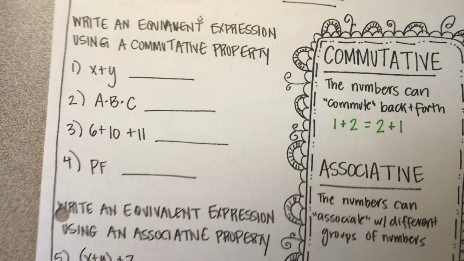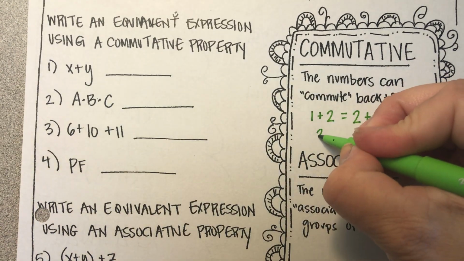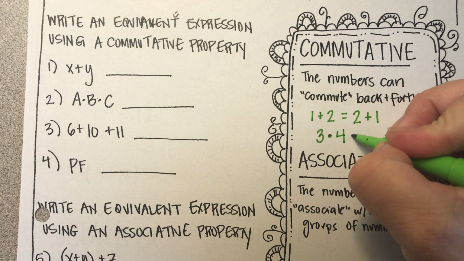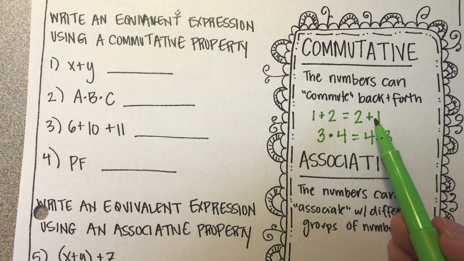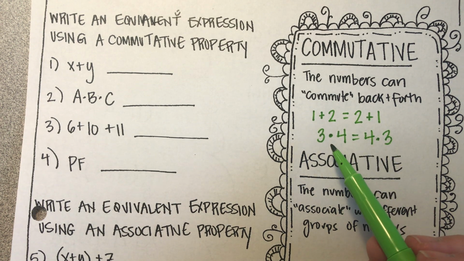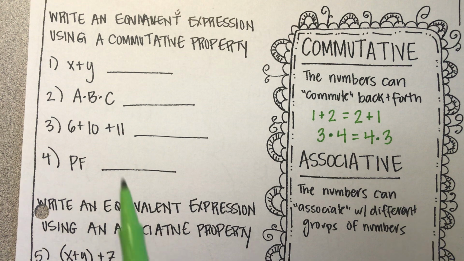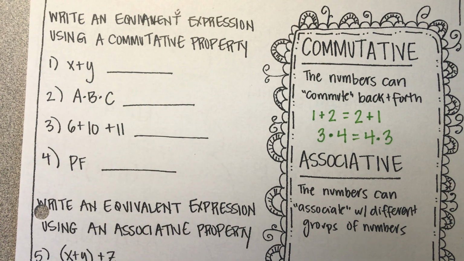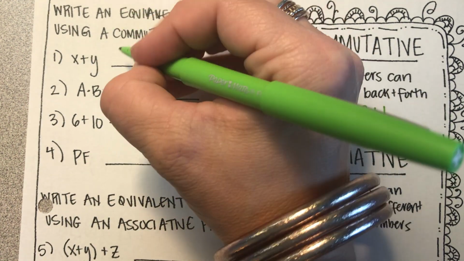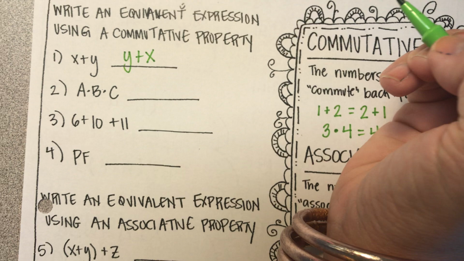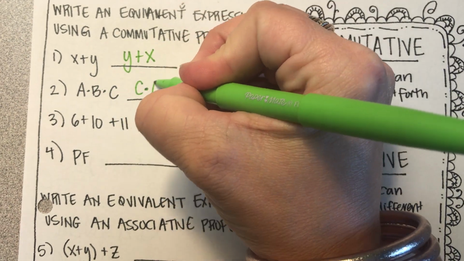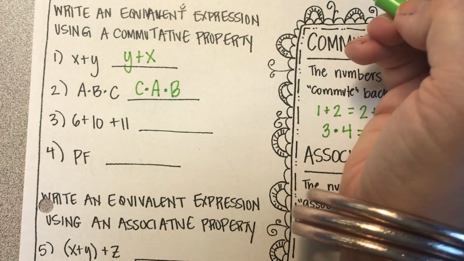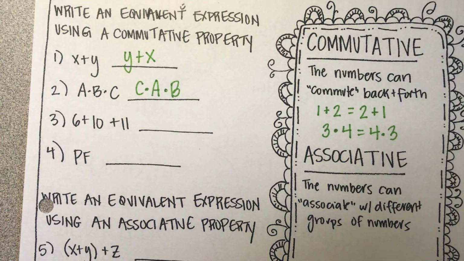Or if I said 3 times 4, that's the exact same thing as 4 times 3. The numbers are commuting back and forth, and it does not matter what the order is. So when it says to write an equivalent expression using a commutative property, instead of writing x plus y, we could write y plus x. Instead of a times b times c, we can just change the order: c times a times b, b times c times a, it really doesn't matter.